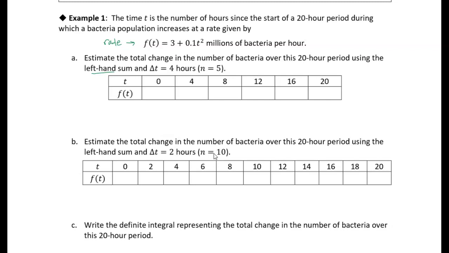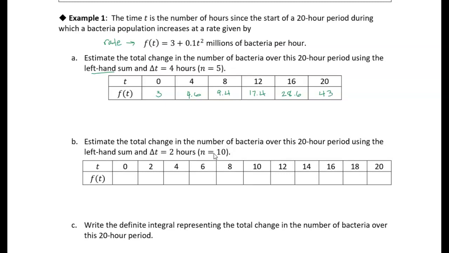So if we put in t equals 0, then we get 3. If we put in t equals 4, we get 16 times 0.1 is 1.6 plus 3 is 4.6, right? So we're just plugging in values for t to get a table of data. I'll just put in the values that I calculated. And they're just asking us to use the left-hand sum.